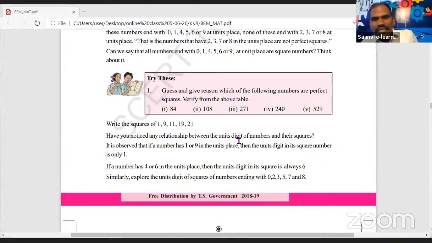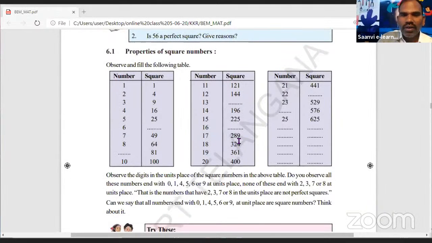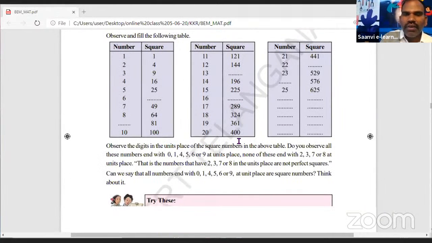Okay, try this. Guess and give reason which of the following numbers are perfect squares. Verify from the above table. Is 84 a perfect square? Is it there in the above table? 84 is not there. Okay, not a perfect square.